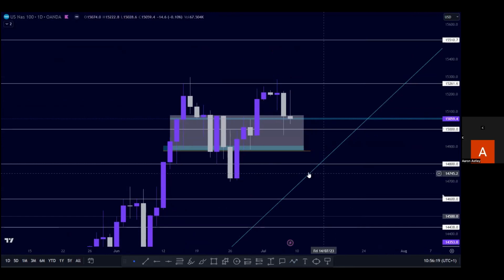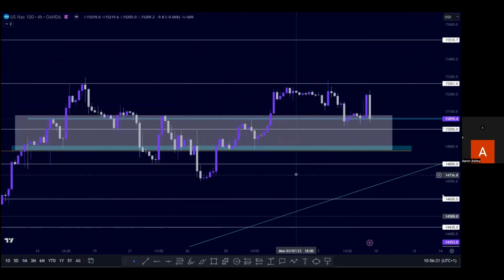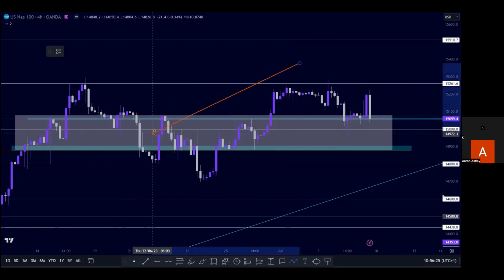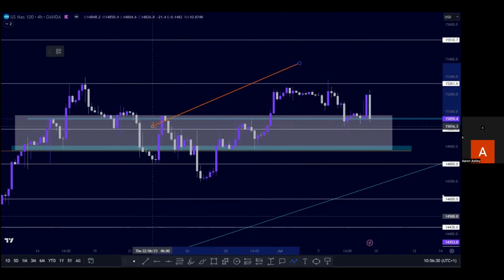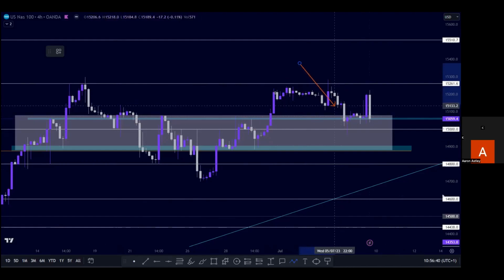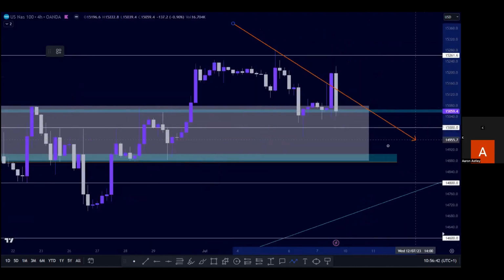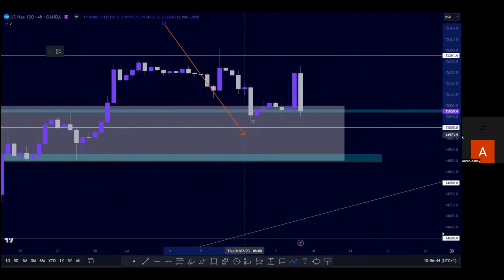If you look on the 4 hour, we had a lot of consolidation within this range. Either side of that 15,000 price area, we've seen a lot of choppy price action before seeing price break above this 15,000 area, and now as we come back to retest it, we're seeing the first signs of rejection.